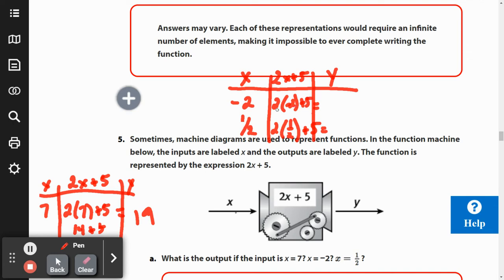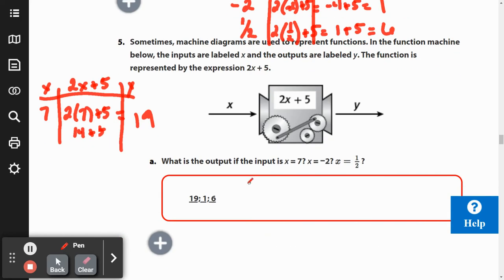So 2 times -2 is -4 plus 5, which would be 1. And then 2 times 1/2 is 1 plus 5, that would be 6, right? So my outputs are 19, 1, and 6.